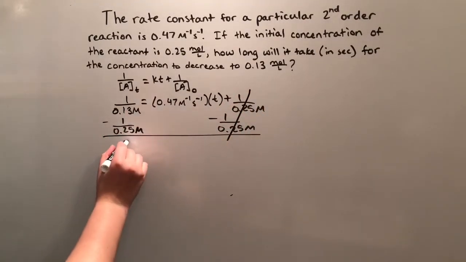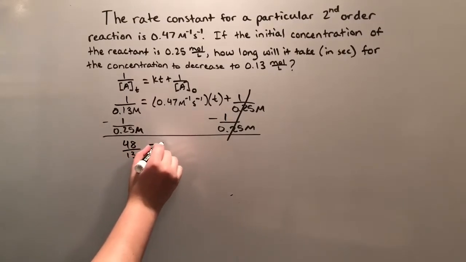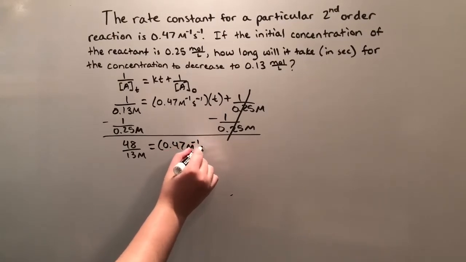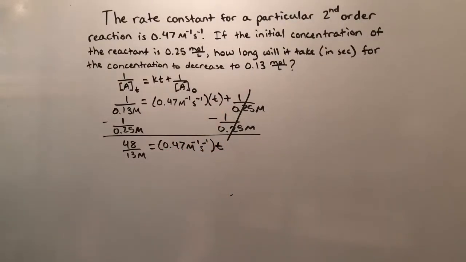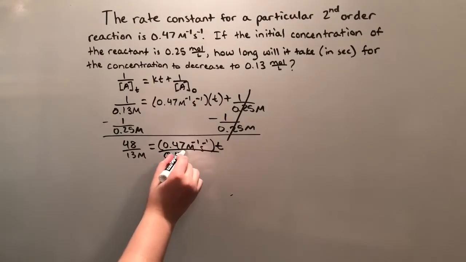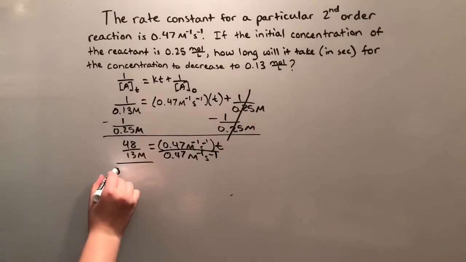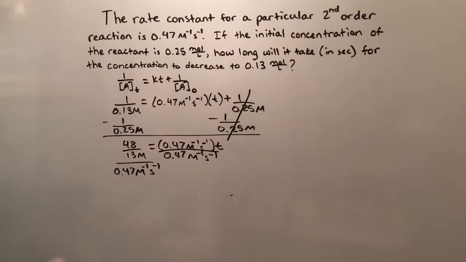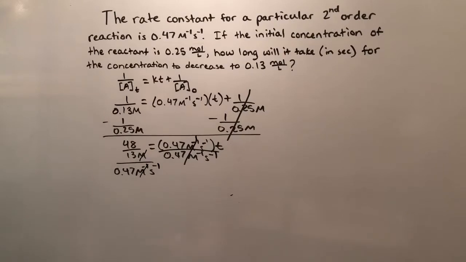Plug this into your calculator, you're going to get 48 over 13 molarity equals 0.47 molarity to the negative 1 seconds to the negative 1 times t. Now to get t alone, you're going to need to divide each side by 0.47 molarity to the negative 1 seconds to the negative 1. And when you do that, these units are going to cancel and seconds will be left on top.